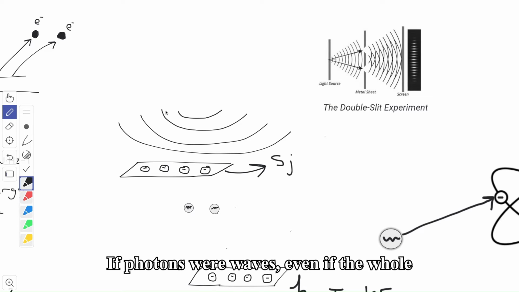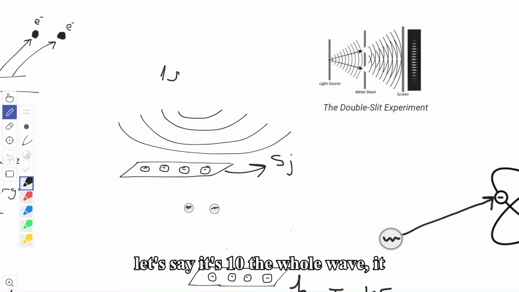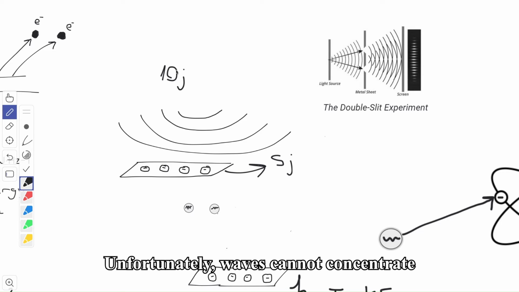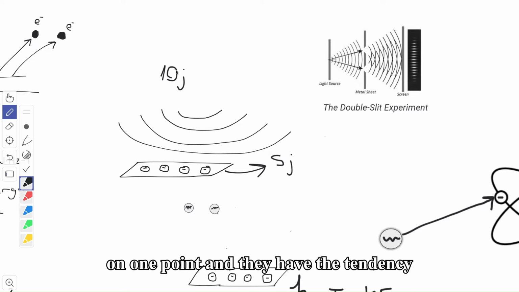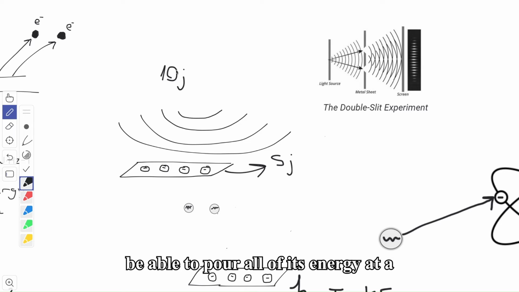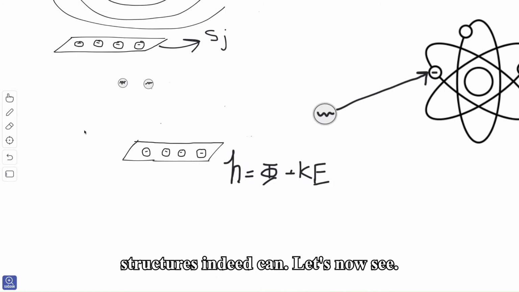If photons were waves, even if the whole wave had more energy than 5 joules, let's say it's 10, the whole wave wouldn't affect the electron because of the wave behavior and structure. Unfortunately, waves cannot concentrate on one point and they have the tendency to spread. So it won't be able to pour all of its energy at a singular point at once. But particle structures indeed can.